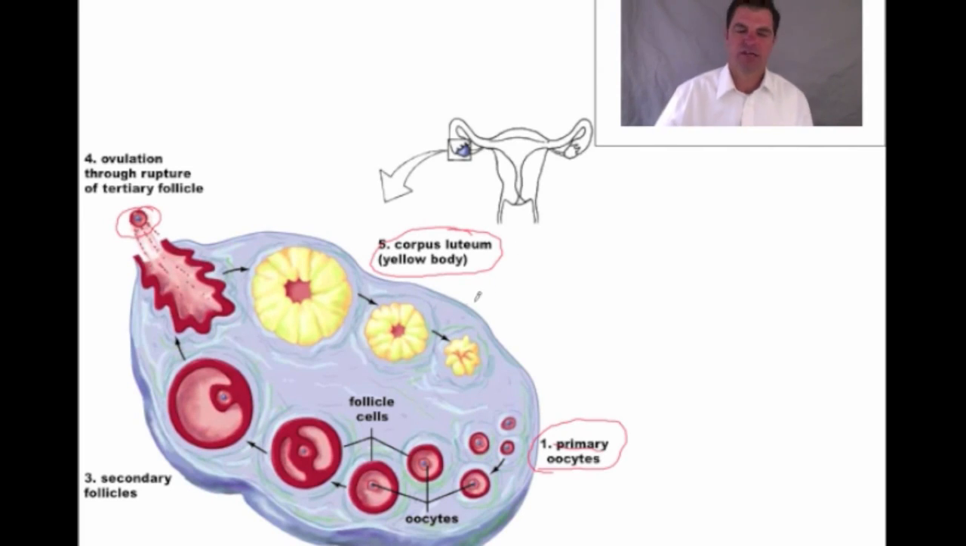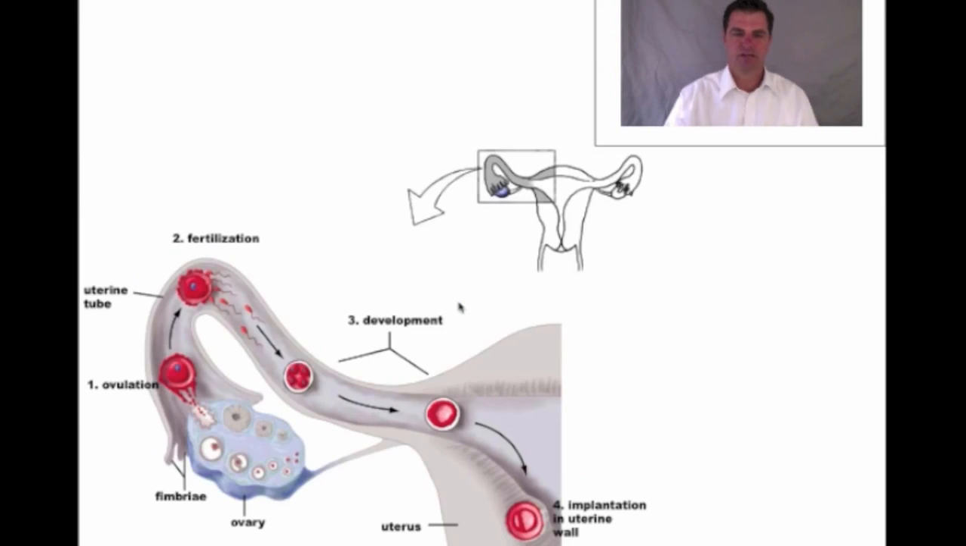Estradiol, estrogens, and progesterone, assuming that there's no pregnancy. And if that corpus luteum starts to shrink and disintegrates, it stops releasing the estrogen and the progesterone, and the female then goes through menstruation. That's the word I was looking for there.